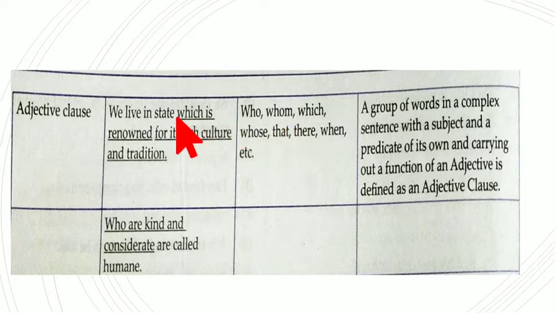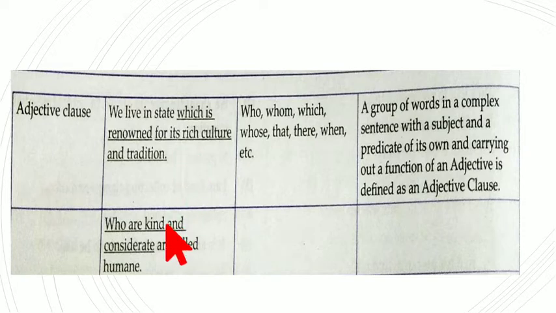Now, we live in a state which is renowned for its rich culture and tradition. We live in a state is the main clause, which is. Now we are talking about the state. Correct, children? We are talking about the state. How is the state? A state which is renowned for its rich culture and tradition. So it is specifying what? It is specifying the quality. So this is the adjective clause.